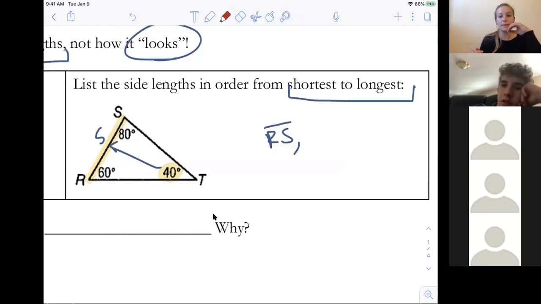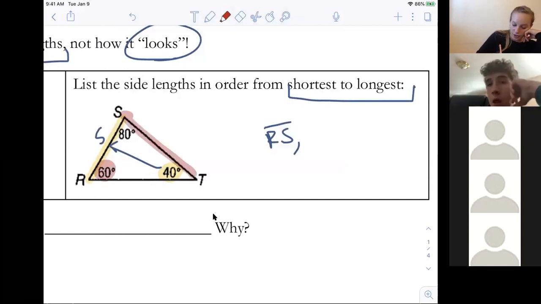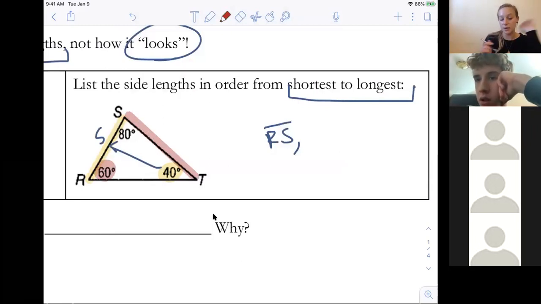Griffin, you got it. What's the medium angle? 60. And what side's across from 60? ST. Good. So it's hard to tell if we just decide by the way it looks. We can't personally say, well, this one looks longer and this one looks more medium. We're going to look at the angle. So since 60 is the medium angle, that means that TS or ST, however you want to name it, is the medium side. Good.